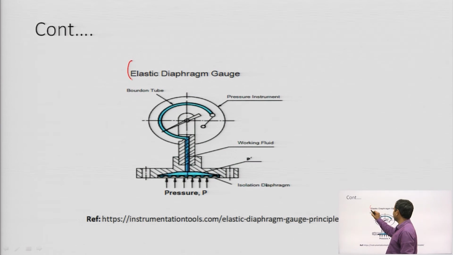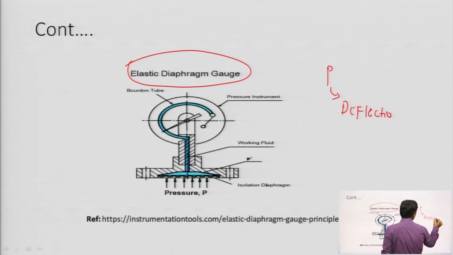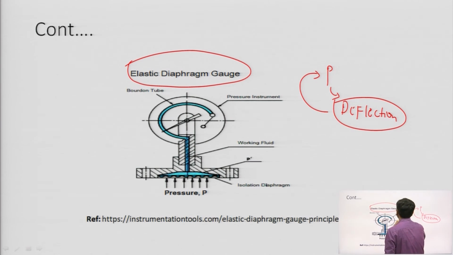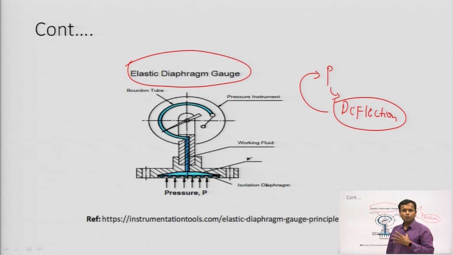Firstly, we have to see what the elastic diaphragm gauge is. The basic definition I have already told you. When we apply the pressure, we get a deflection that is proportional to the pressure applied. That is the basic principle of diaphragm gauges, or more precisely the elastic diaphragm gauges.